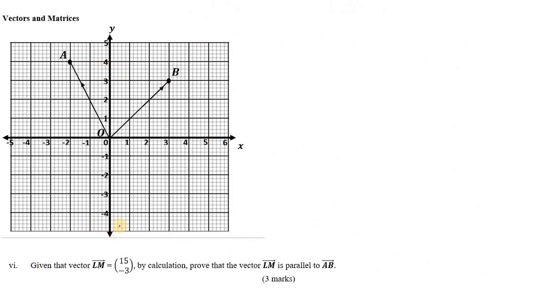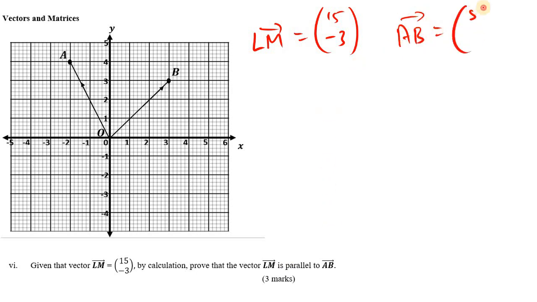Now, let's say we want to calculate. Let's say given that vector LM is equal to 15, negative 3. Right? By calculation, prove that vector LM is parallel to AB. Well, what is AB? What did we get for AB? We got 5, negative 1. Now prove that they are parallel.